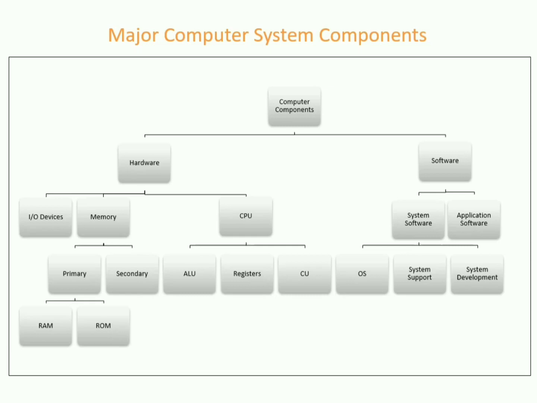We have very many types of RAM. For example, we have the SIMM, which stands for single inline memory module. We have the DIMM, which stands for dual inline memory module. We have the SODIMM, which stands for small outline dual inline memory module, etc.